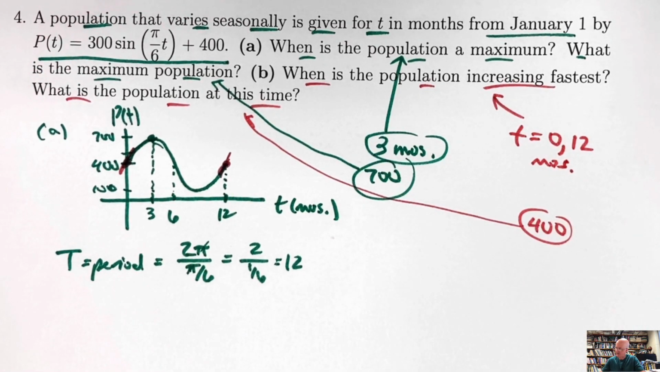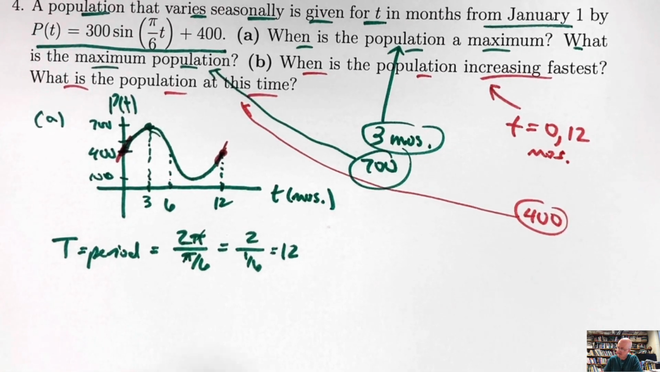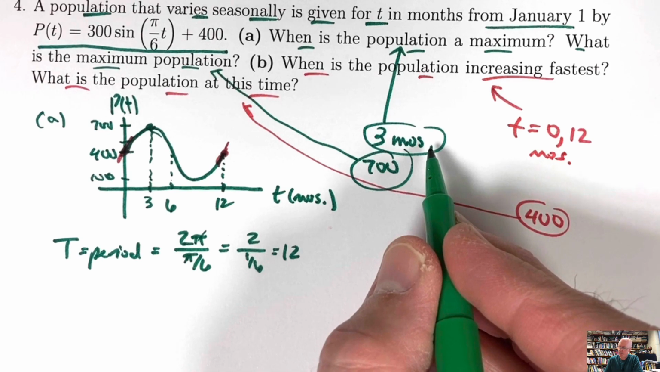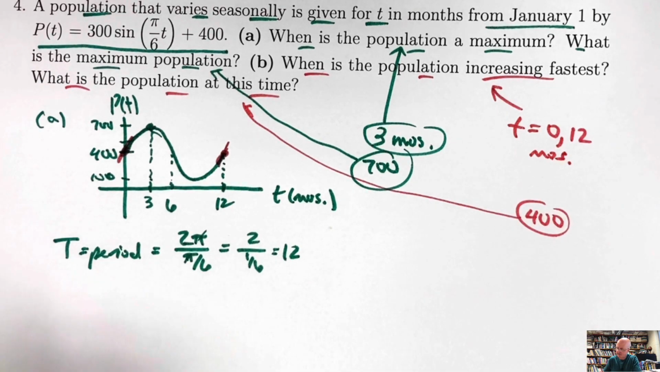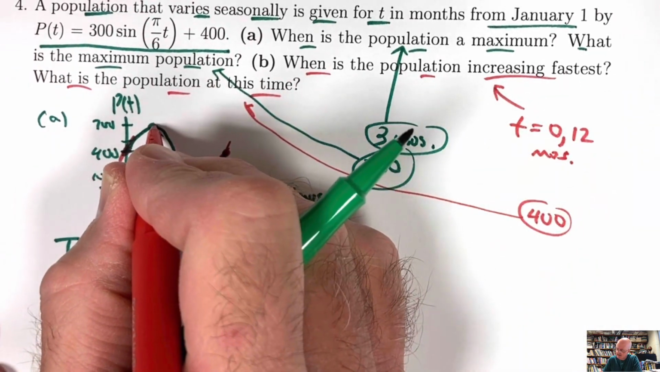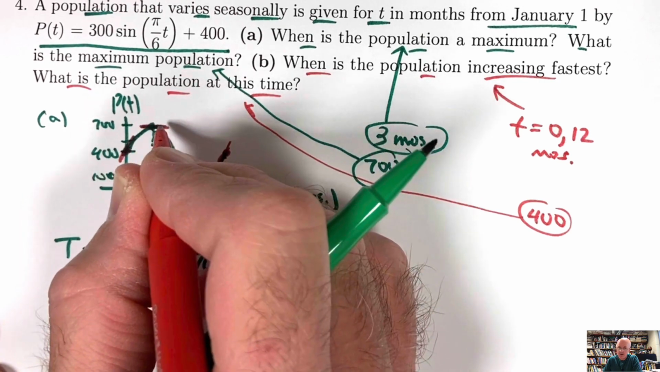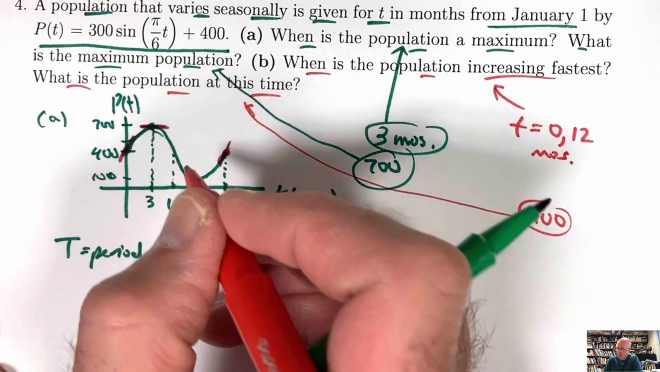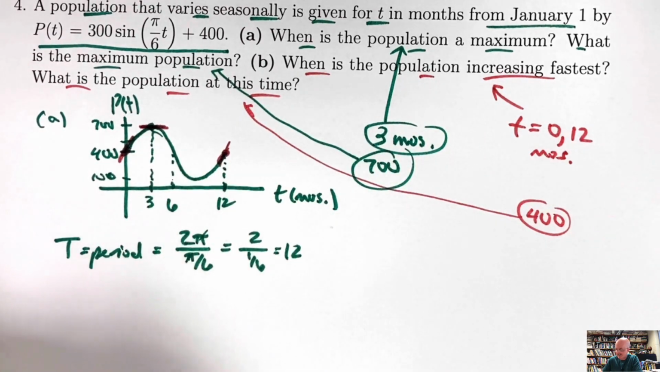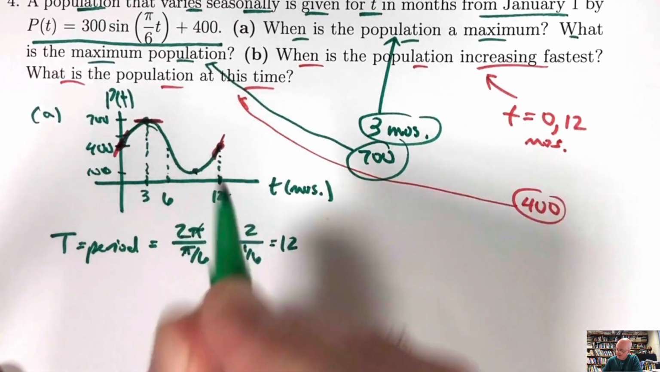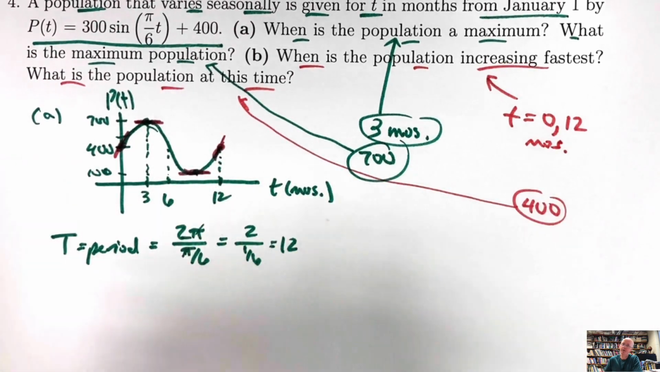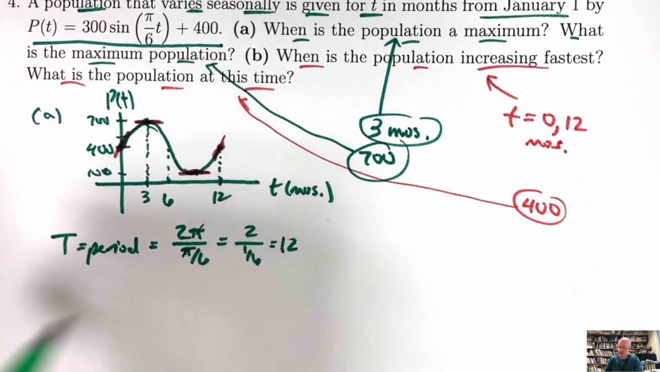But let's go ahead and use calculus to confirm it. As far as when is the population a maximum, confirming it occurs at time 3, you'd want to confirm that the derivative of this function is 0 at 3. The slope of the tangent line there is 0. Of course, it's also 0 at 9, and that's a minimum instead of a maximum. So you need some other method to know that for sure you have a maximum at 3.